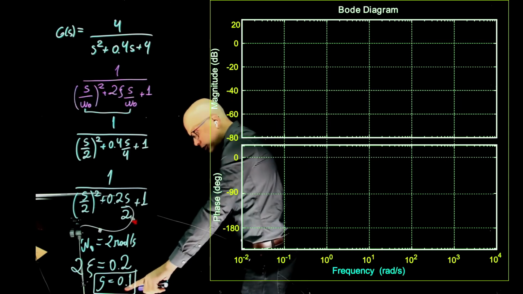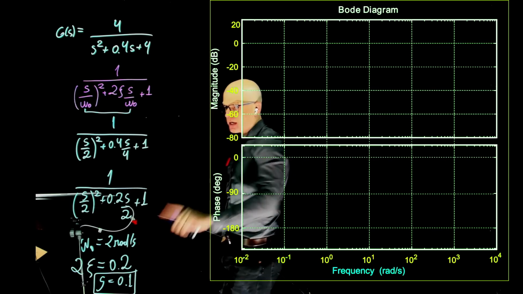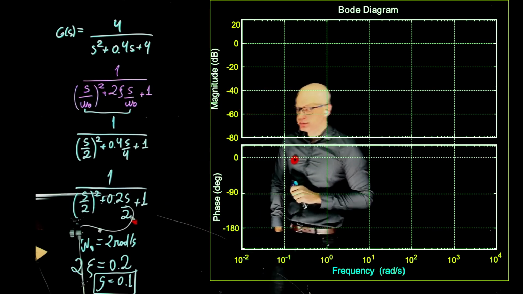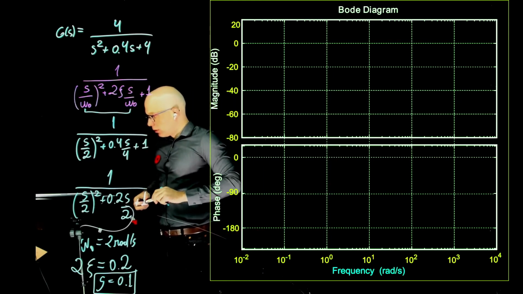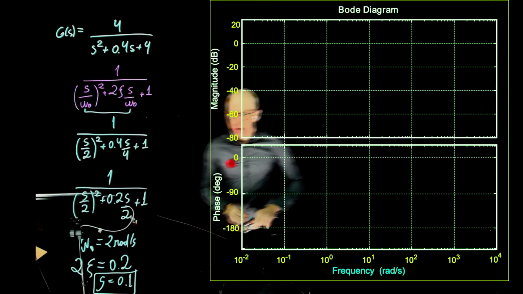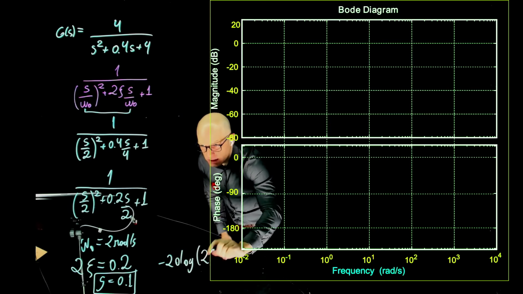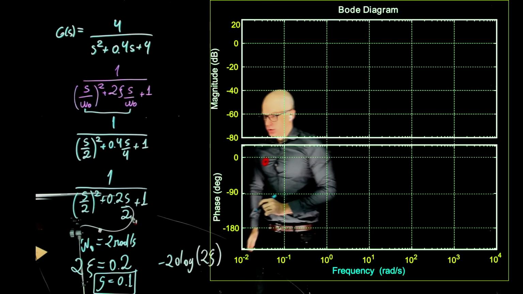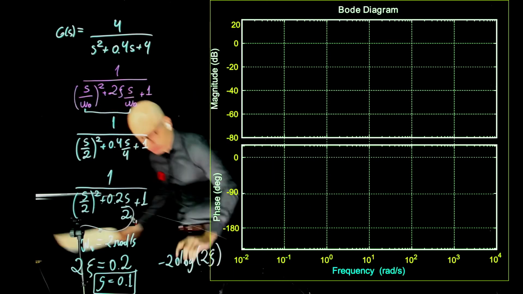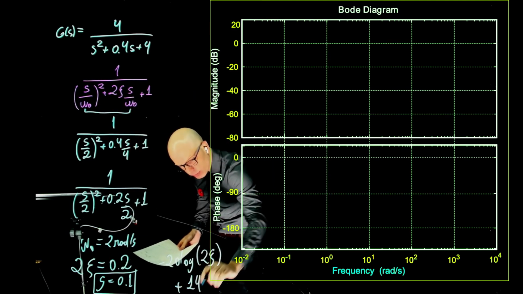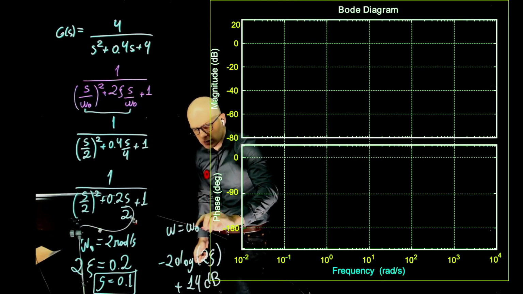So zeta is smaller than 0.5, which means that at the cutoff frequency of 2 radians per second, we should see an increase in the Bode plot magnitude. And what is that? Well, we can calculate that. That is negative 20 log of 2 zeta. So negative 20 log of 0.2 is plus 14 dB. So this is omega equals omega 0.